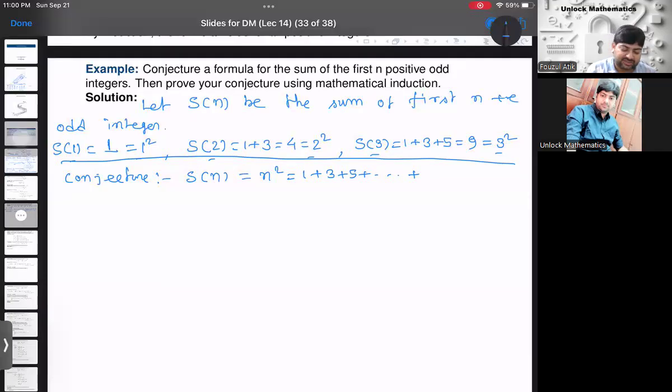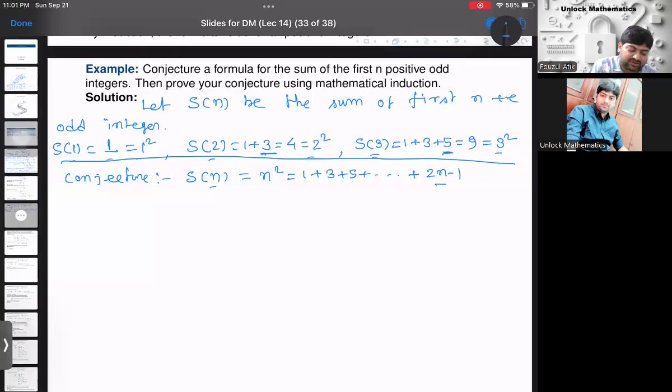Like if your S2, the second term is 3. For S3, the third term is 5. So for Sn, what is the nth term? Yes, it should be 2n minus 1. You check that for all n, this is happening. S3 is equal to 2 into 3 minus 1, so 5. S2 is 2 into 2 minus 1.